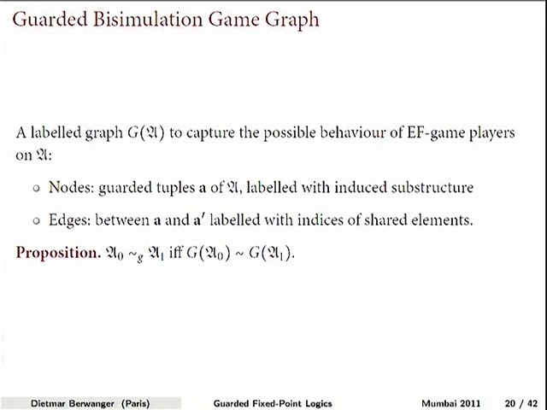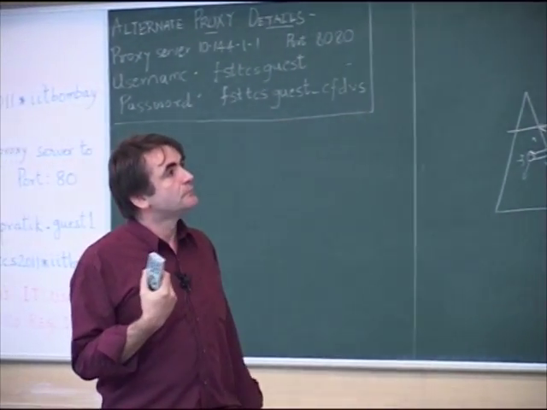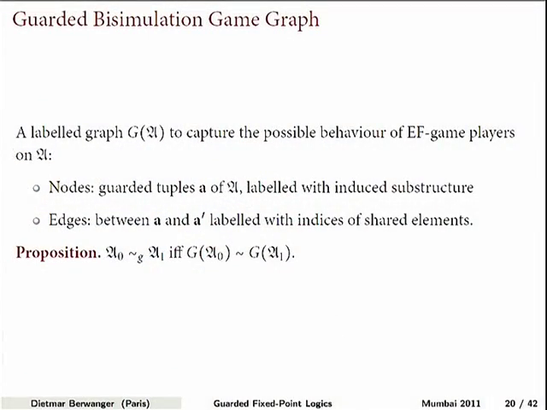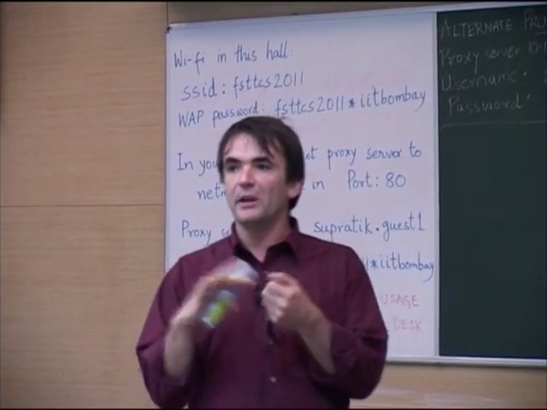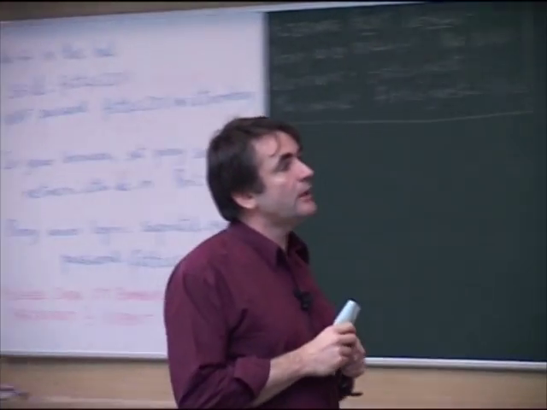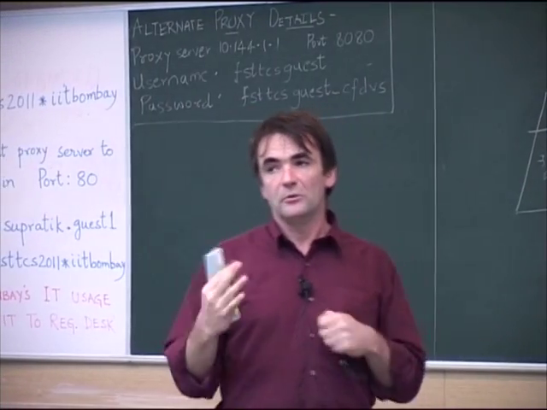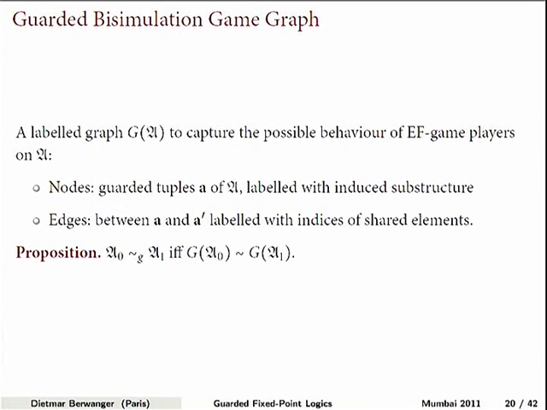But let me come back. There's one very, very nice idea here: to encode of a structure everything that we will need to know while playing the Ehrenfeucht-Fraïssé game on this structure. But that's a bit weird, no? Because you play the Ehrenfeucht-Fraïssé game on two structures. But look what this structure encodes. We take a first-order structure, with horrible arities, and then we construct a graph. And we label this graph with the guarded tuples.